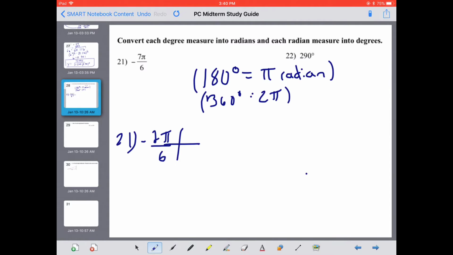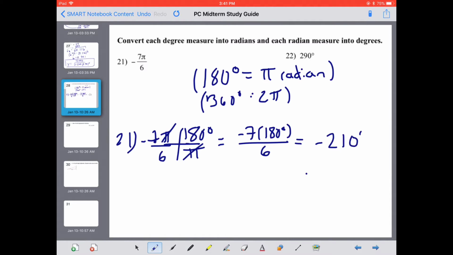With the pi there, it especially makes it easy to remember how we need to set up our conversion factor. Pi's on top, so for our conversion factor, pi needs to be on the bottom so that it cancels out. That means 180 is on the top. So in our calculator, we would get negative 7 times 180 degrees divided by 6. When we do that math, it surprisingly cleans up pretty well to negative 210 degrees. That's our answer there for number 21.